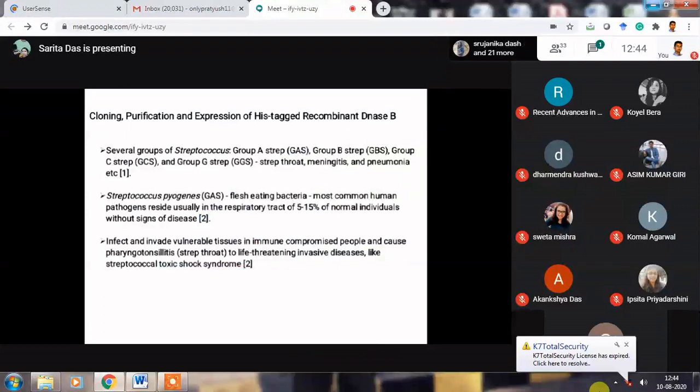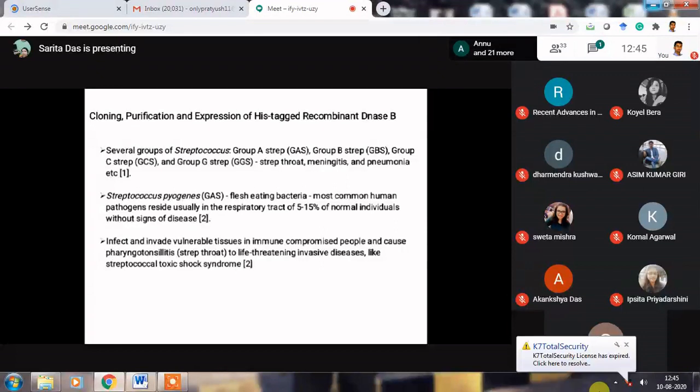Next, coming to the subject of cloning, purification, and expression of His-tagged recombinant DNase B, upon which I had worked. I'll share my experience of making the recombinant DNase B.